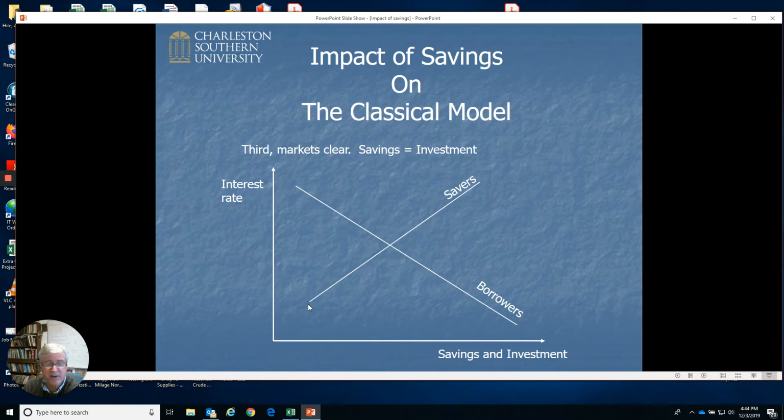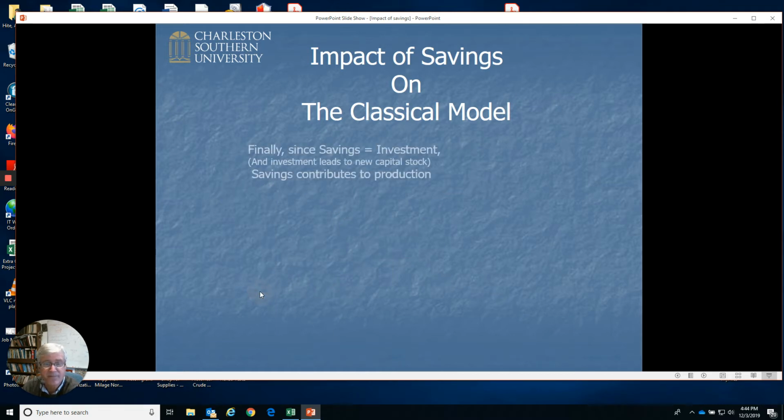When the interest rate is really low, they don't care to save much, because what's the point of it? When interest rates are high, they're motivated to save a lot. And there'll be some equilibrium interest rate that equilibrates savings and investment. So in the classical model, remember, markets clear, so saving equals investment. Good. Now, finally, since saving equals investment and investment leads to new capital stock, saving contributes to production. So in the classical model, saving is a positive thing.